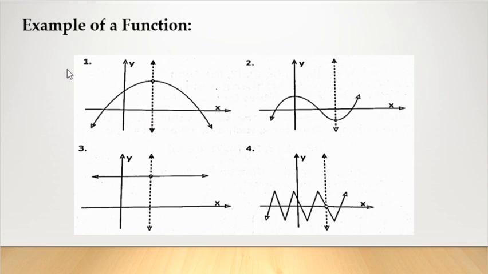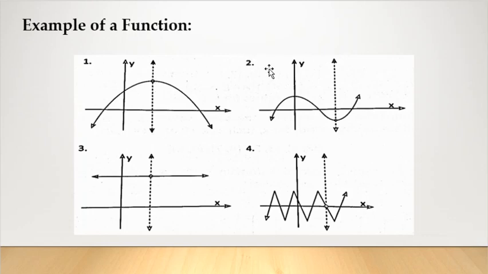So example of a function. So as you can see, for example number 1, we have the Cartesian plane. This is the y and this is the x. So ang ating graph is parabola. So this one, parabola. And then, itetest natin siya. So we need to draw a vertical line test. So ito po yon yung ating broken line. So as you can see, nag-intersect sila at one point. So iisang point lang po.